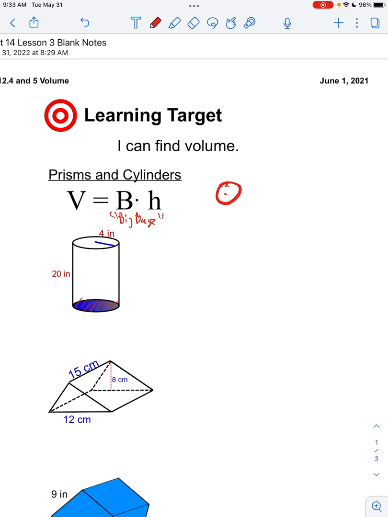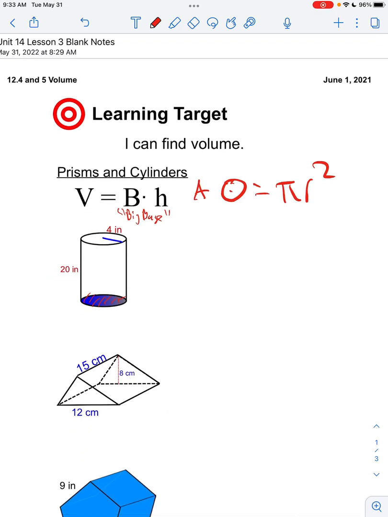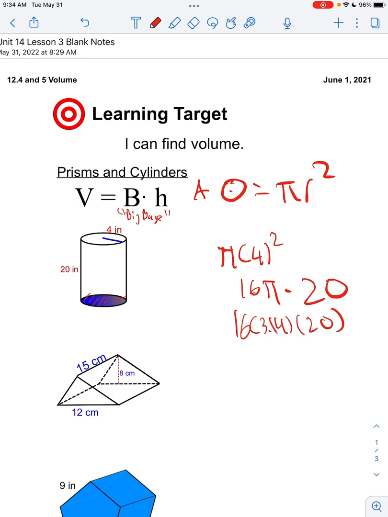So again, you have to know the area of a circle, which is pi times radius squared. So in this first example, I'm going to take the area of my big base, which is pi times 4 squared, so 16 pi, and then I'm going to multiply it by the height. So 16 pi times 20, so again, 16 times 3.14 times 20. I get 1004.8, and that would be inches cubed. Volume is always cubed.